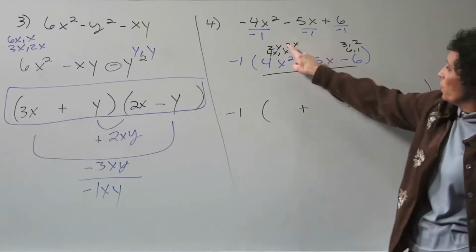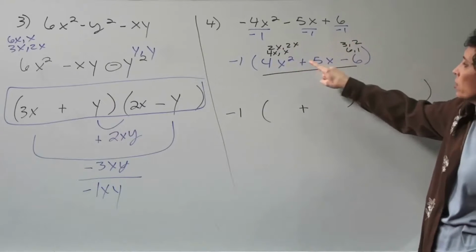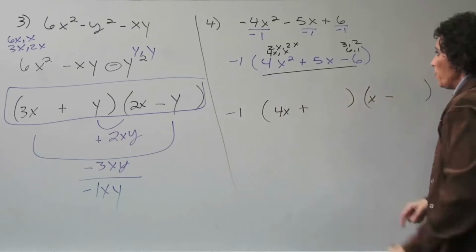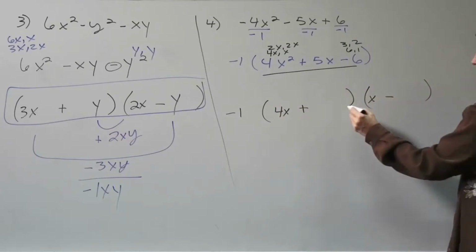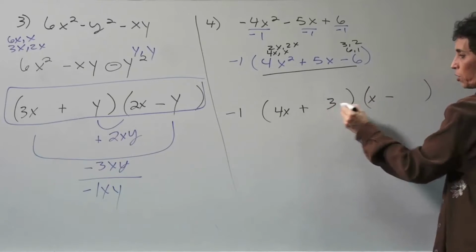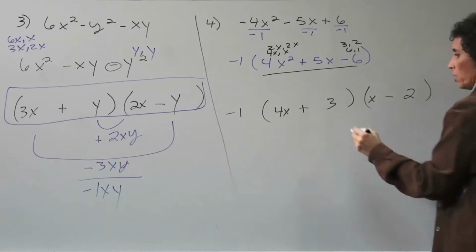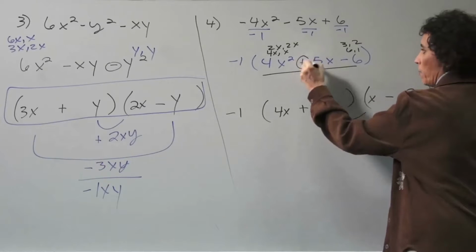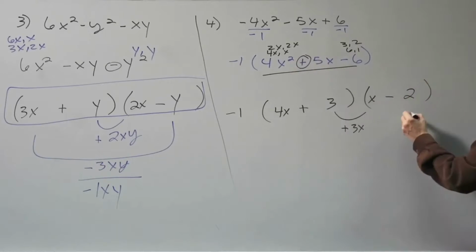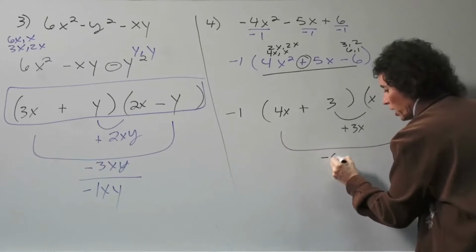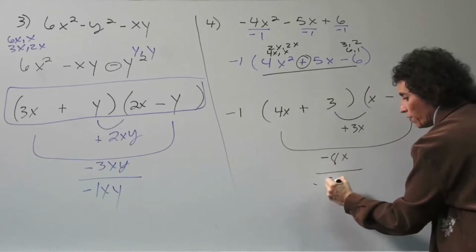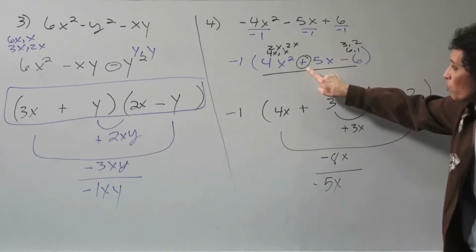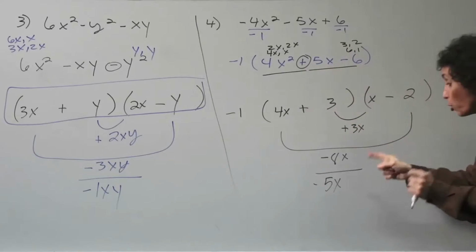So I can't try the 2 and the 2 because then they'd be a common factor. So I'm going to try the 4x and the x. And now I'm going to go 3 and 2. Can't put the 2 here. Put the 3 here. Put the 2 here. Now we'll try plus 3x. Remember what we're trying to get, positive 5x. Plus 3x minus 8x. That gives me a negative 5x. We're not trying to get this. We're trying to get this. So my sign is wrong, but my number's right.